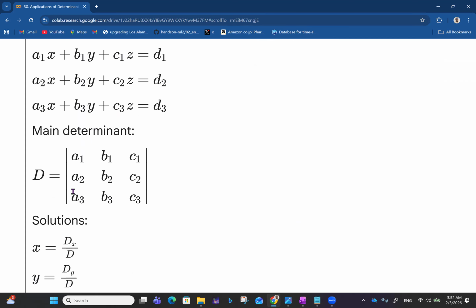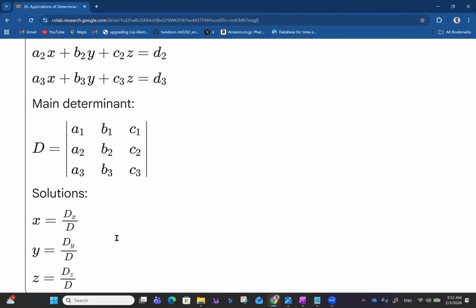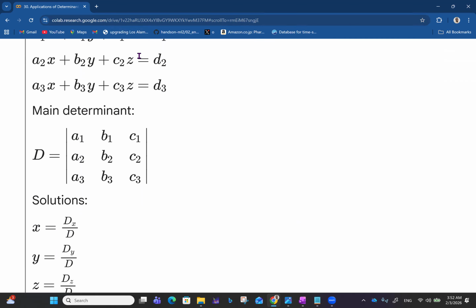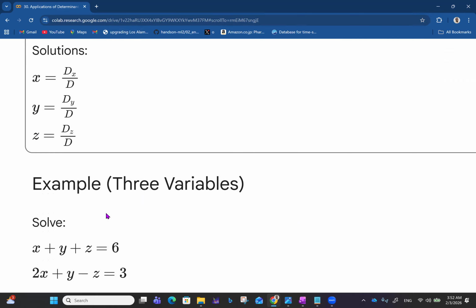To find dx, right, you replace a1, a2, a3 with d1, d2, d3, right? To find dy, you replace b1, b2, b3 with d1, d2, d3, and every other thing remains. Then to find dz, you replace c1, c2, c3 with d1, d2, d3, and all these a1, b1 will remain. And then you can divide and get your answer.